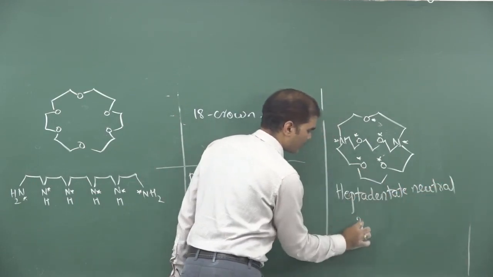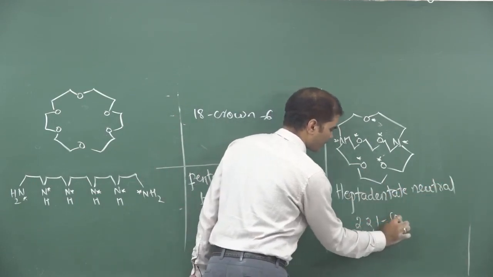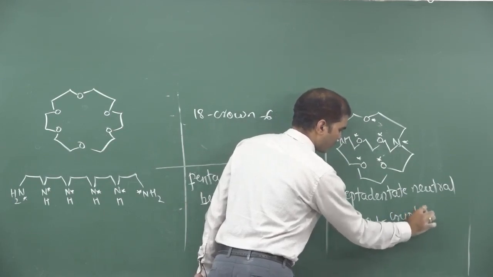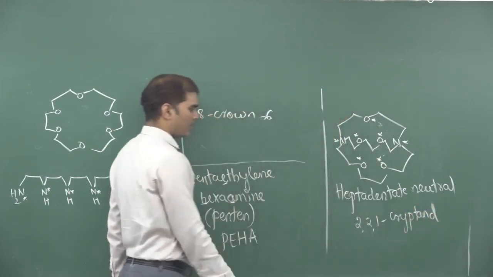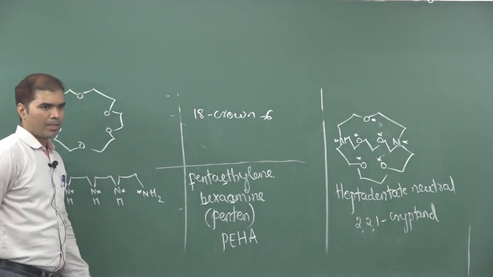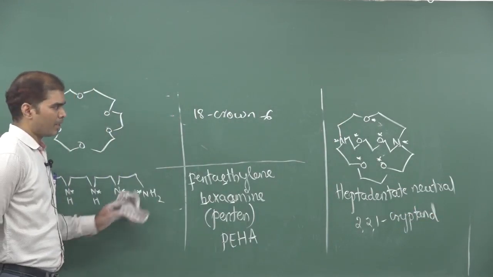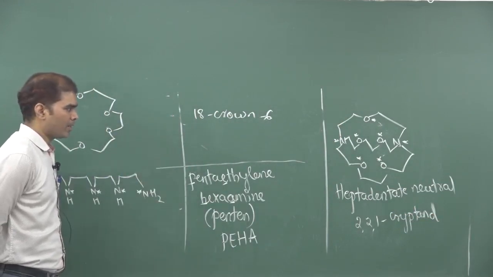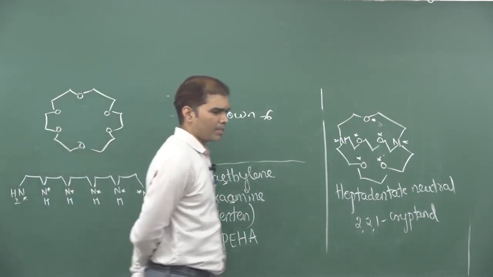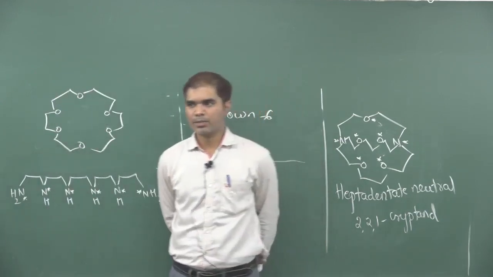This is called a 2-to-1 cryptand. You may also have a 2-to-2 cryptand, which can be taken as octadentate. All those are not needed, I have just given a simple example. So these are the list of various ligands that commonly occur in coordination complexes.